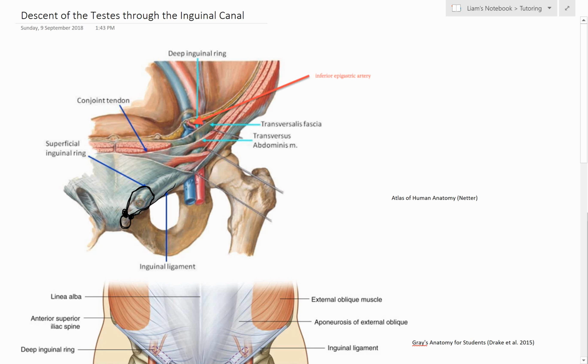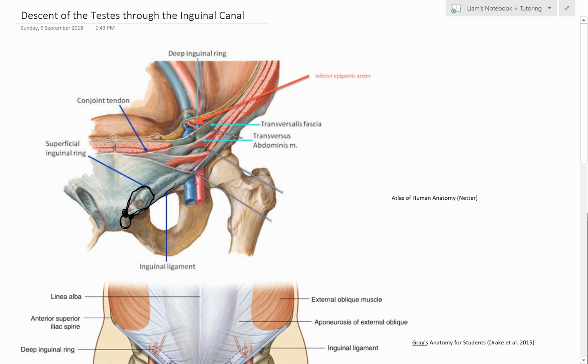If you remember, we were talking about the different layers of the abdominal wall. They develop in the extraperitoneal fat. All right, so you can see this layer here. This is the peritoneum, and this is the extraperitoneal fat, and that's where the testes develop, right up here on the abdominal wall.